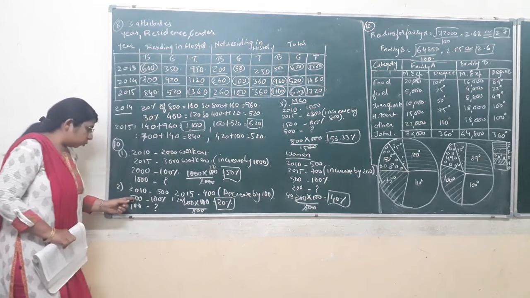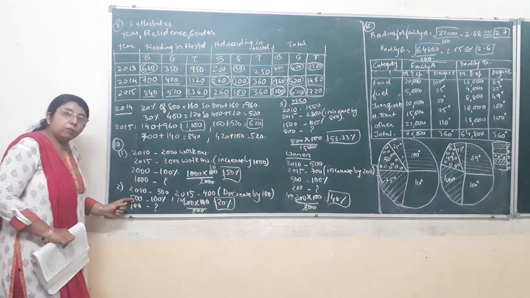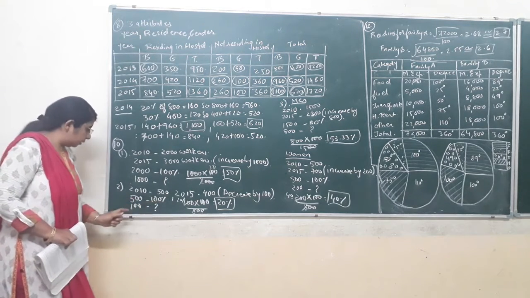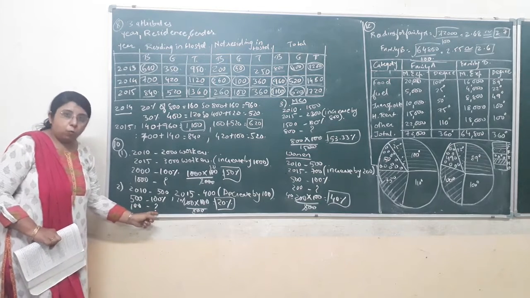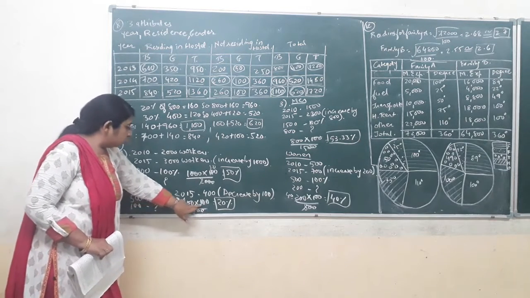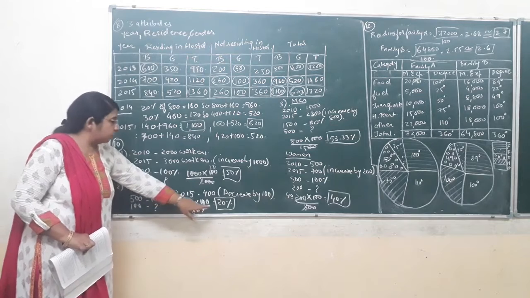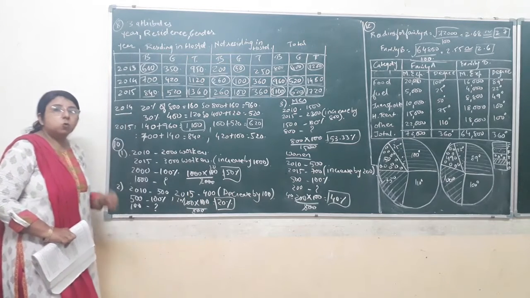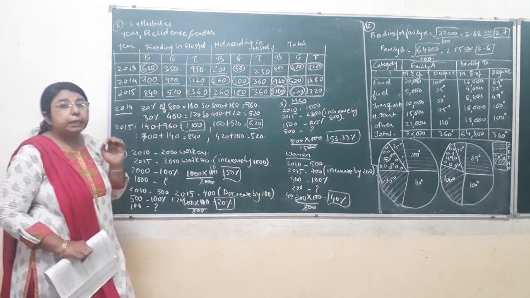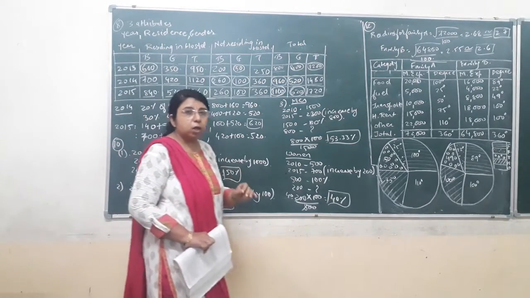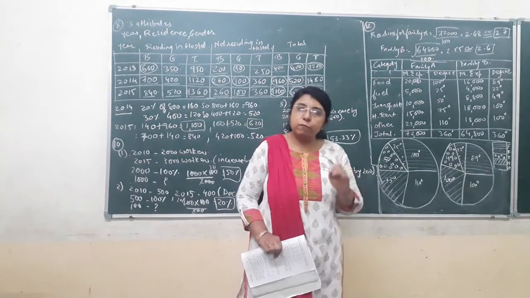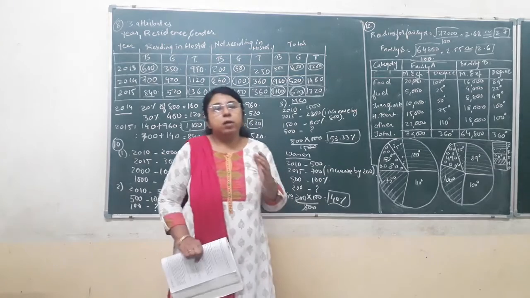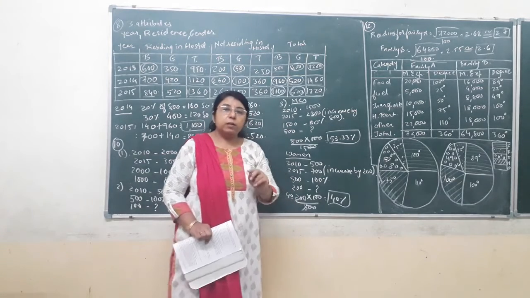Now that 100 workers we have to convert into percentage. Here I have shown the calculation. If there were 500 workers, then 100%. So if 100 workers, then how much percentage? 100 into 100 divided by 500, it would come to 20%. So there is a 20% decline in the number of non-local workers in the year 2015 compared to 2010. So this is our second answer.